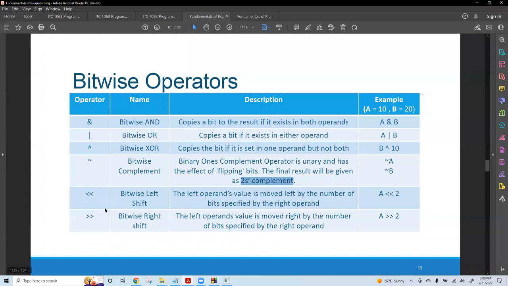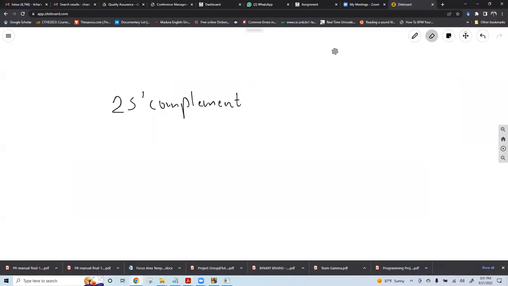Right. So then we have another two bitwise shift operators. Bitwise left shift and bitwise right shift. Right. So in this case, if we have a number, any value, we can shift the bits of that value left or right, right? The idea is very simple, right? So let's say we have 1 1 0 0.